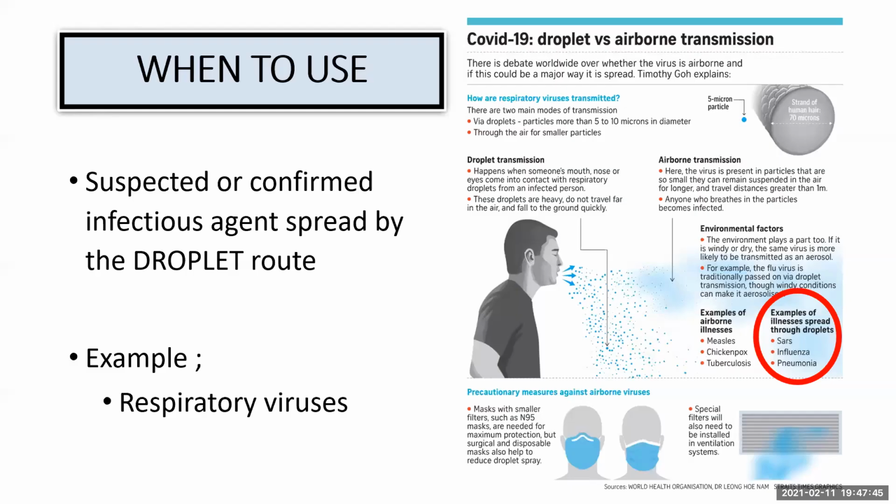So next is PPE level 2 for droplets. When to use is when we suspect or confirm an infectious agent that is spread by droplets. For example, respiratory viruses, and other examples include SARS, influenza, and also pneumonia. Okay, next slide.